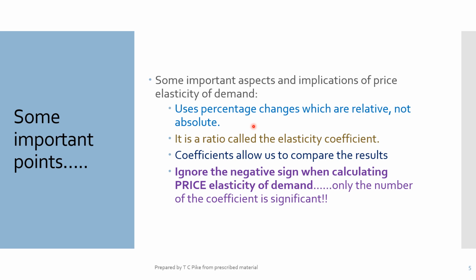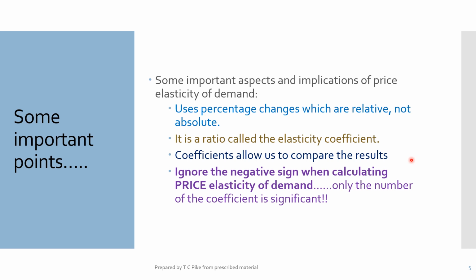These coefficients allow us to compare the results. So for example, going back to those two calculations that you've already done, we could see that the one product is more elastic than the other by the comparison. The fact that those products are completely different and possibly completely unrelated doesn't matter. It still allows us to tell whether one product is more or less elastic than another.